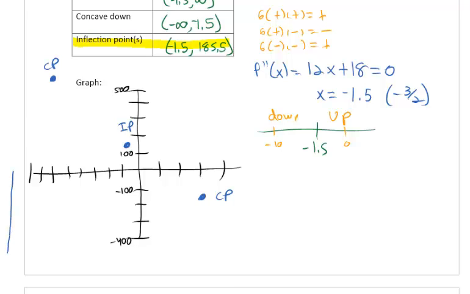We know the function starts out increasing, then decreasing. At the inflection point, the concavity changes, so the rotation is going to change to the critical point and up. And that is our graph for number 1.